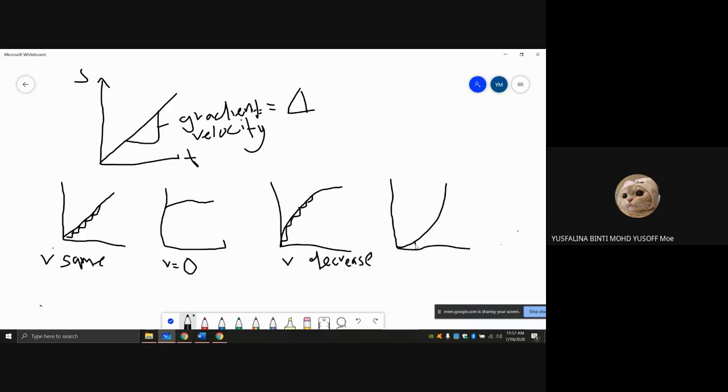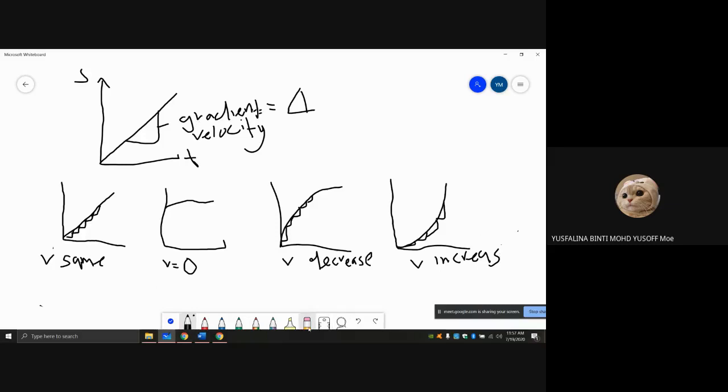Okay, for this one, if I draw the triangle, the triangle becomes bigger. So it means the gradient increases, the velocity also increases. Okay, so this is the graph. Let's say you want to interpret the graph, so this is how you interpret the graph for displacement against time to the velocity.